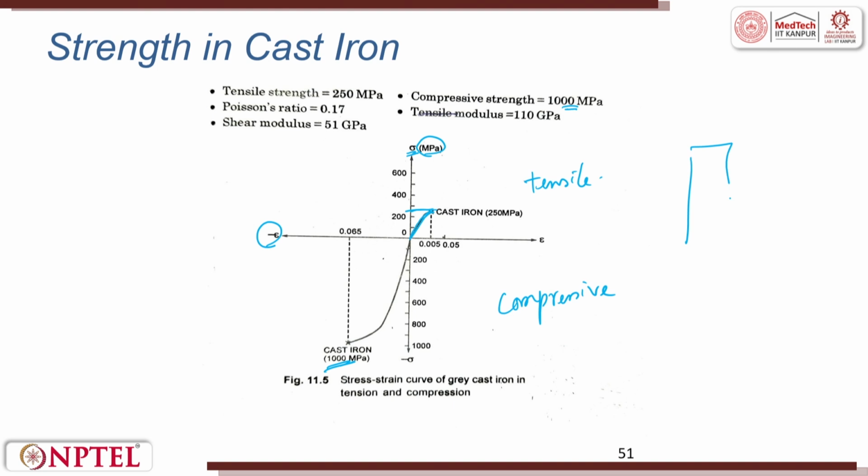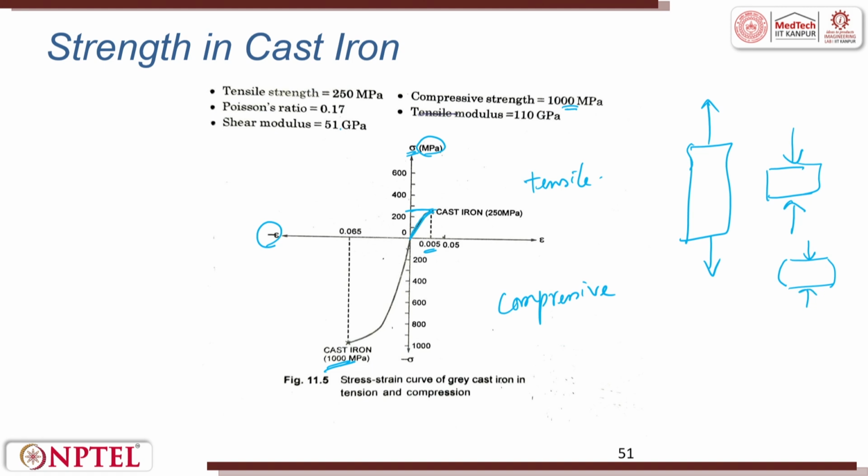When you try to stretch the cast iron, you get 250 megapascal. When you try to compress it, you get 1000 MPa. So, it is very clear cast iron can be used for compressive load. And here the strain in tension is around 0.005, and in compression it is 0.065. So, what happens is it tries to bulge and then it tries to break.